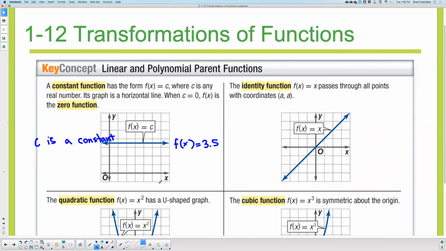The next one is a linear function. A linear function is the parent function for y equals mx plus b. That's just y equals x. Notice there, they call it identity. We might often call it a linear. Let's put that note there. That's a linear function.